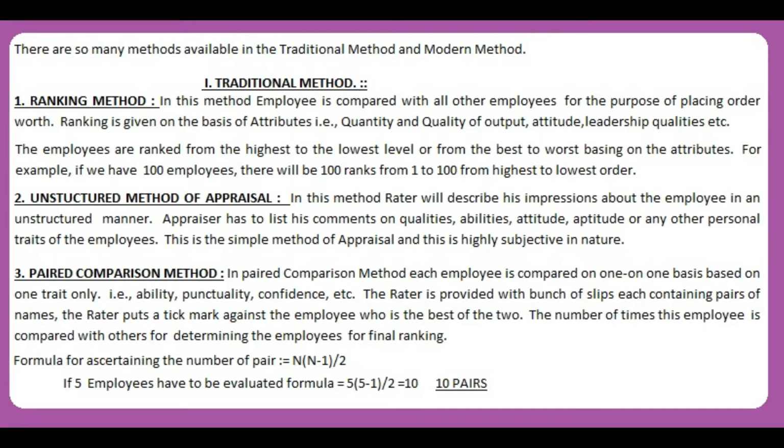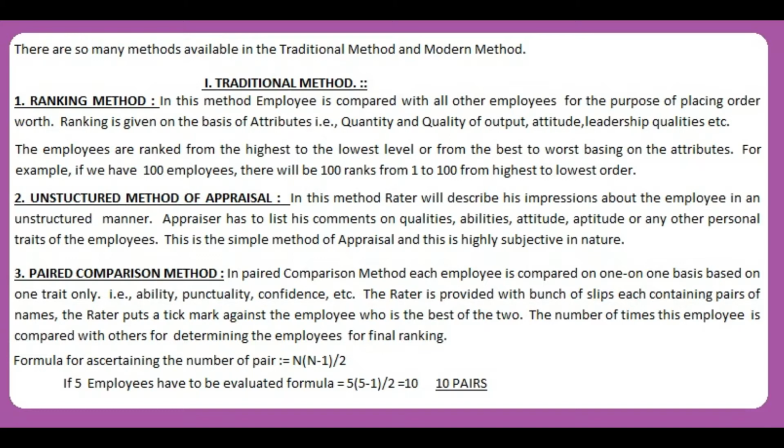And the third one is the paired comparison method. In the paired comparison method, each employee is compared on a one-on-one basis based on one trait only, that is ability, punctuality, confidence level, etc. The rater is provided with a bunch of slips, each containing a pair of names. The rater puts a tick mark against the employee who is the better of the two. The number of times an employee is preferred over others determines the final ranking.